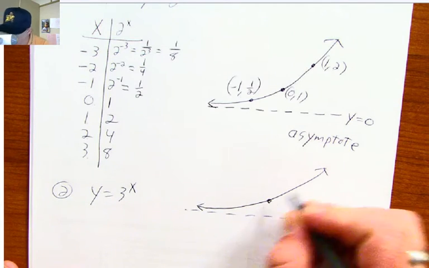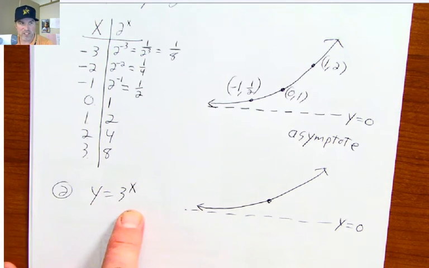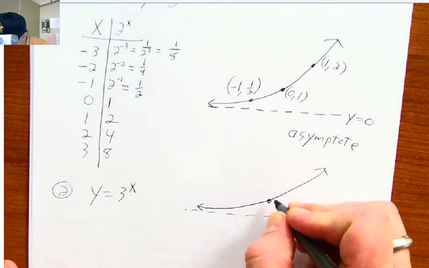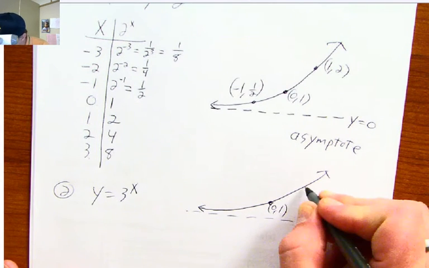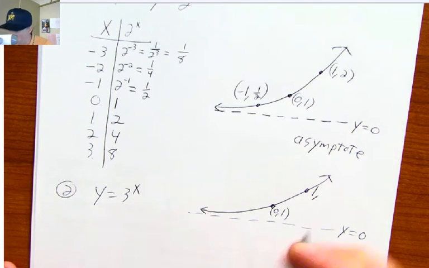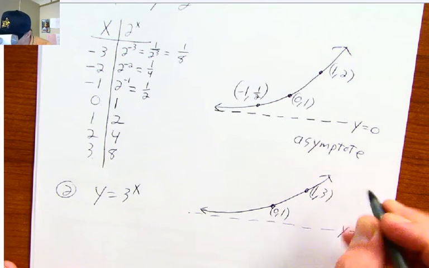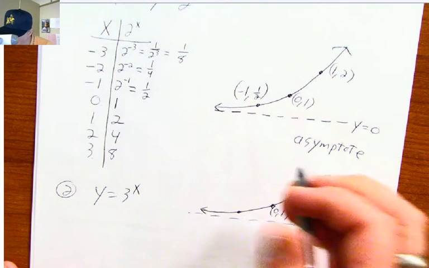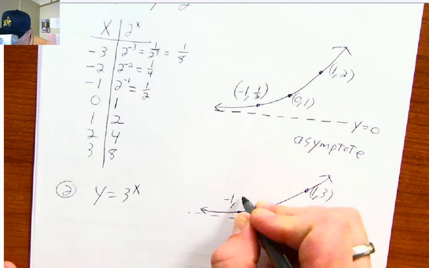And if you plug 0 into this equation, 3 to the 0, you still get (0, 1). But the difference is that instead of this coordinate being (1, 2), this coordinate would be (1, 3). And then over here, instead of being (-1, 1/2), it would be (-1, 1/3).